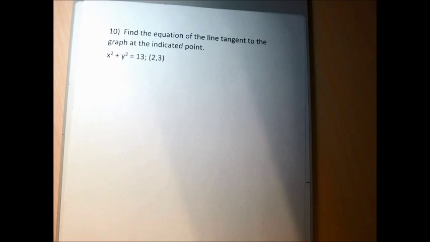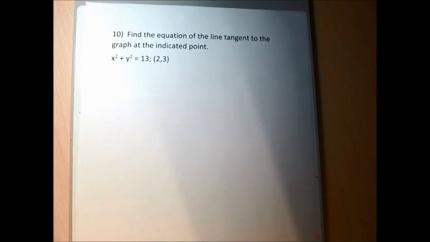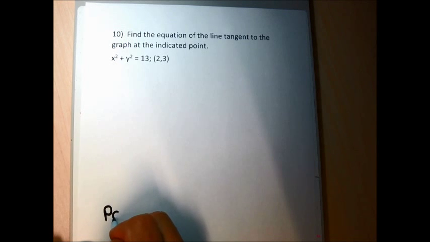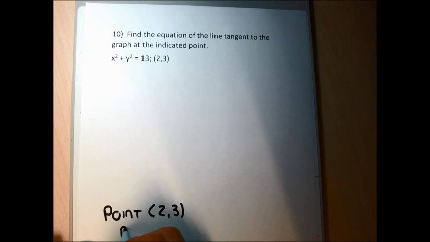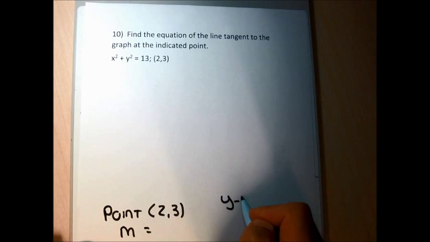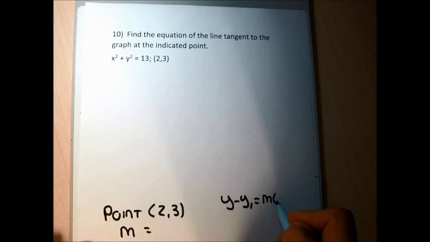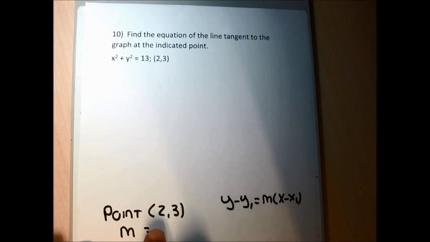Question 10 wants me to find an equation of a tangent line. It gives me a point but not a slope. So I need to find the slope. I find slopes of tangent lines by finding the derivative and plugging the values of the point into the derivative. So eventually I'm going to use the y minus y1 equals m times x minus x1 formula. But I can't use it yet. I have the x1 and y1 because I have a point, but I don't have the slope. To get a slope of a tangent line, you plug a number into a derivative. So I'm going to find the derivative.